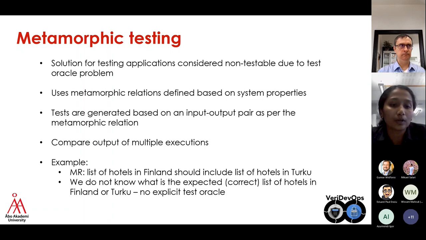An example for metamorphic testing would be booking.com, where we search for hotels in Finland. If we continue the search for hotels in Turku, the results should be a subset of hotels in Finland, as Turku is in Finland. So we don't need to know the exact output of the system, but we measure the logical consistency between multiple test outputs.